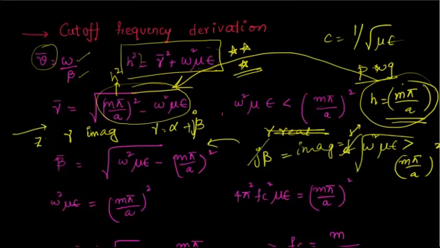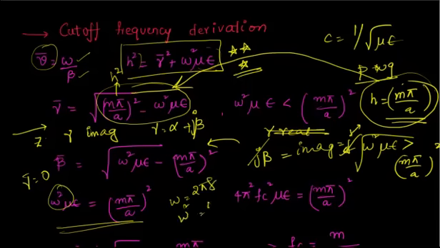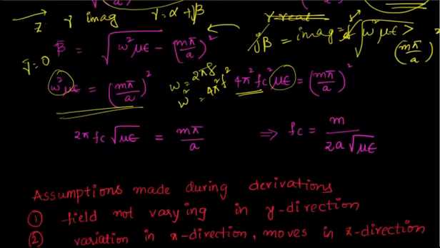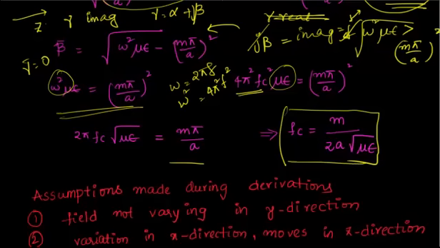But for cutoff frequency, it means where gamma is equal to 0. That is this condition. But we know omega is equal to 2 pi f, so omega square is 4 pi square f square. 4 pi square f square into mu epsilon is equal to m pi by a whole square. So if we solve this, we get this. This is the derivation for cutoff frequency.